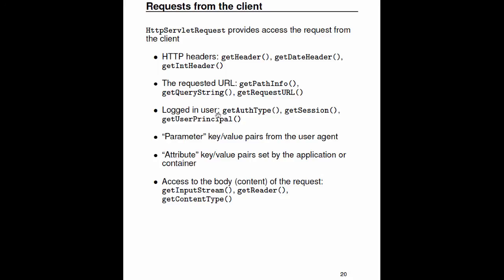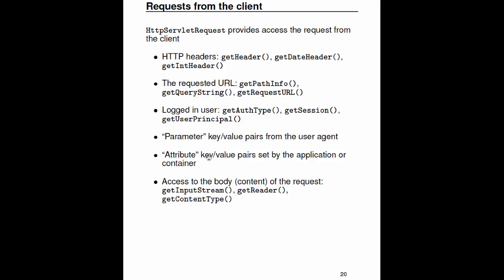Information about the user that was logged in. So web containers provide support for managing authentication. And so you can get things like, okay, what's the user principal? What's information about the username of the person who's logged in? There's also something called a session, which we'll come back to in a little bit. The request also lets you get the key value pairs that are in the query string as so-called parameters, and so you can ask for the value of a parameter by its name.